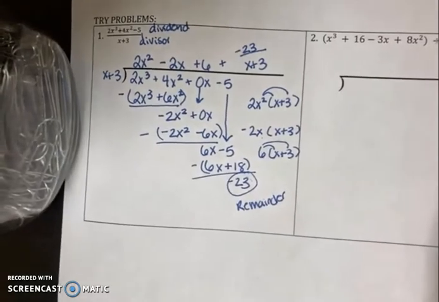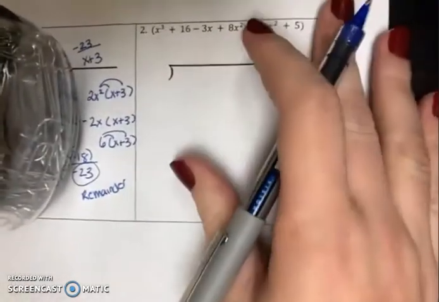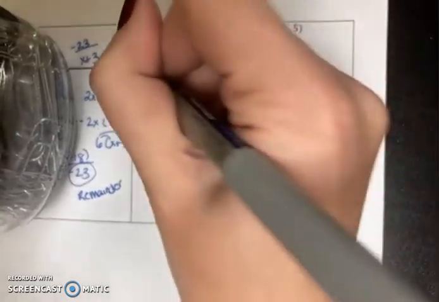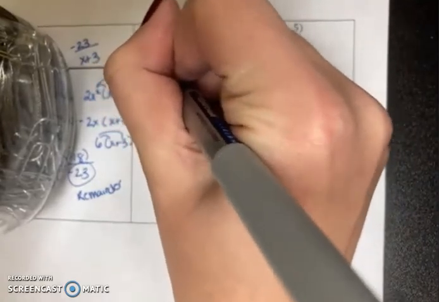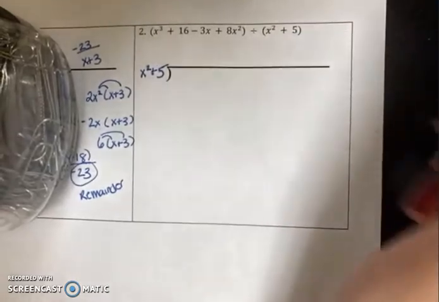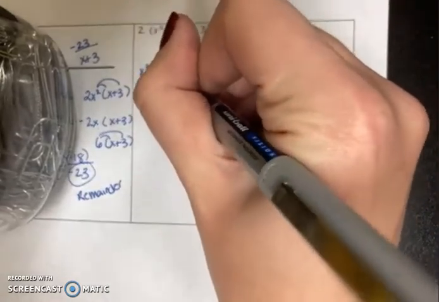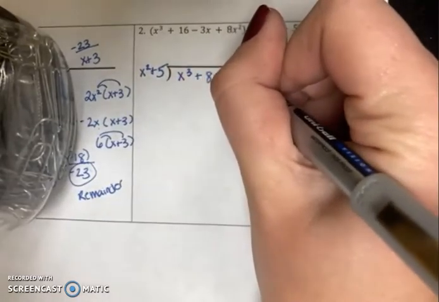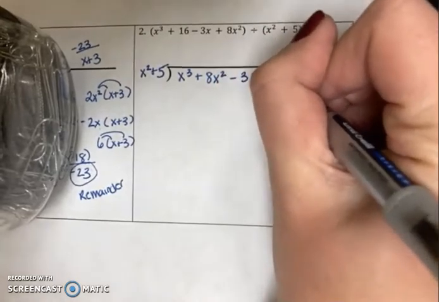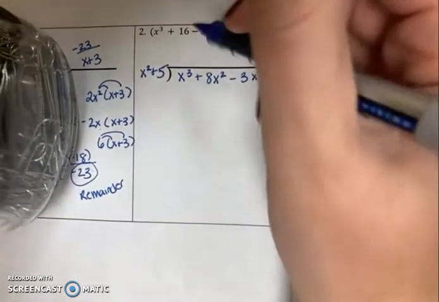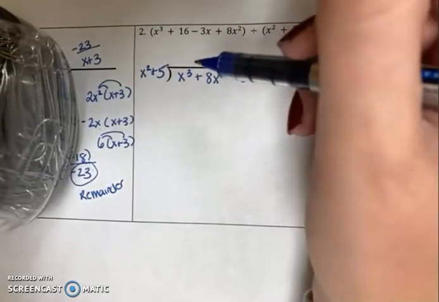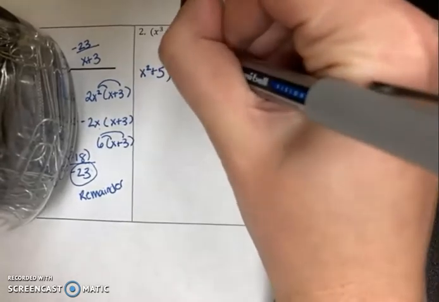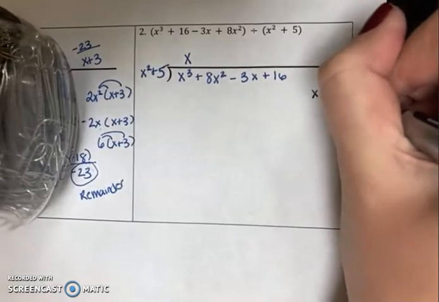And then number 2, the divisor is x squared plus 5. And the dividend, written in standard form, would be x cubed plus 8x squared minus 3x plus 16. All right, so now we need to ask ourselves, what do we need to multiply the x squared by in order to get the x cubed? And the answer to that would be an x, so x times x squared plus 5.